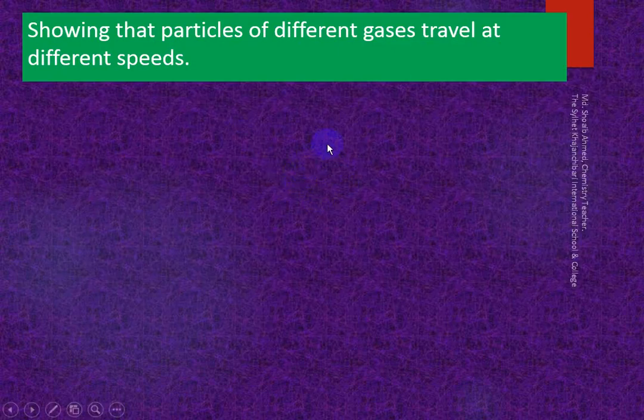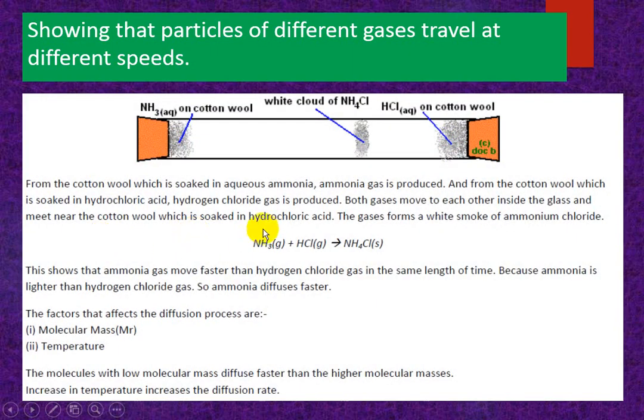Now we'll see that particles of different gases travel at different speeds. All gas particle speeds are not the same. Different gaseous particles have different speeds. Okay, you take these two gases, ammonia gas and HCl gas.